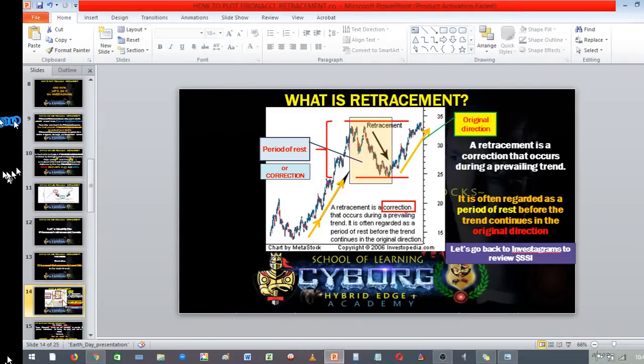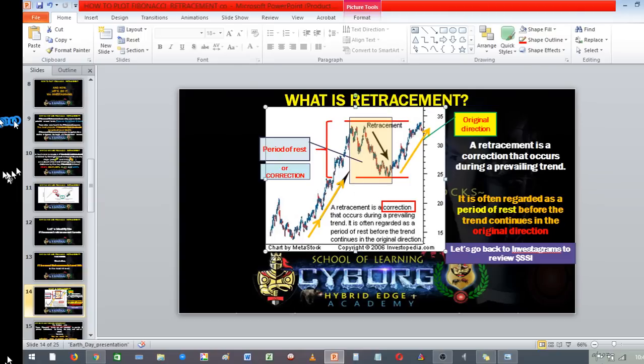So guys, what is the retracement? A retracement is a correction that occurs during a prevailing trend. This is the prevailing trend. This yellow colored arrow is often regarded as the period of rest before the trend continues in the original direction.